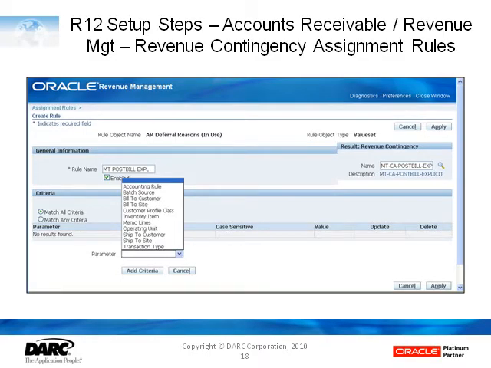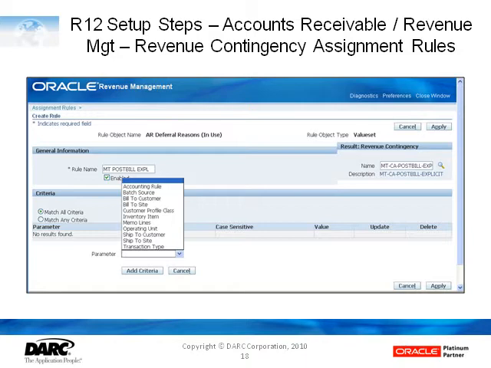This is an example of the screenshot for creating the assignment rules. So here I'm actually creating my rule, which is a post-bill explicit rule. Then over on the right, where it says results revenue contingency, I'm linking it to a contingency definition I've already created. So I'm going to tie this to my post-bill explicit contingency.